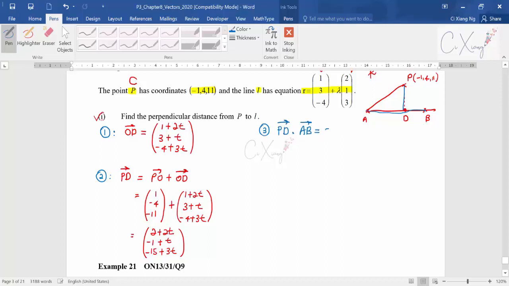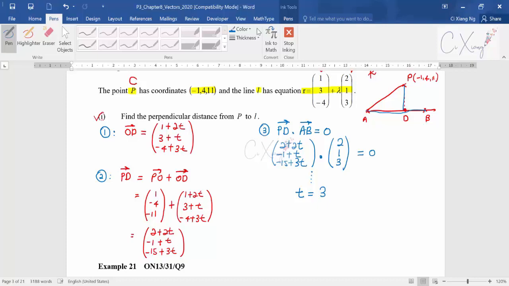Or you can say AB is the direction of the line. So PD is 2 plus 2t, negative 1 plus t, and negative 15 plus 3t, dot AB. AB is the direction of the line, which is 2, 1, and negative 3. You let it equal 0. You can apply the dot product that you learned before and solve for t. Eventually you should get t equals 3.